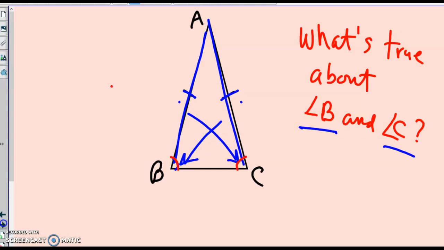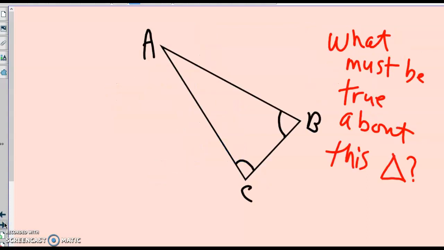And that's important because if you see an isosceles triangle where 2 sides are the same, you're also going to have 2 angles the same, okay? Or here, if you see that 2 angles are the same, well, then that's going to mean that these 2 sides are also the same, okay? So 2 angles the same is also going to be a clue that you have an isosceles triangle.